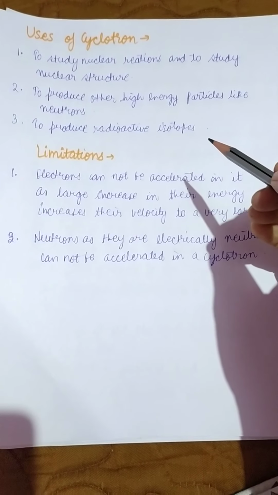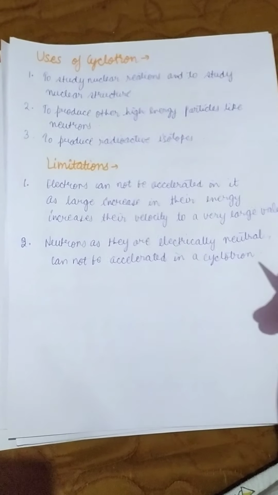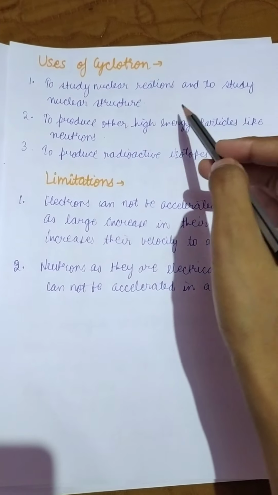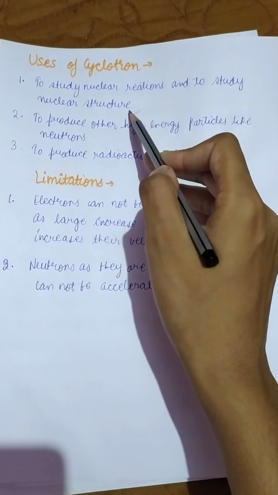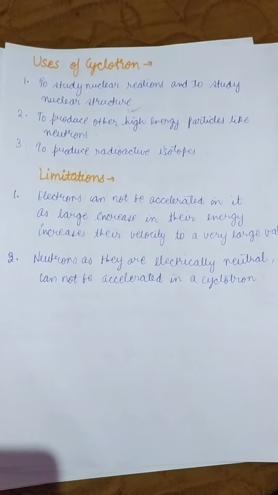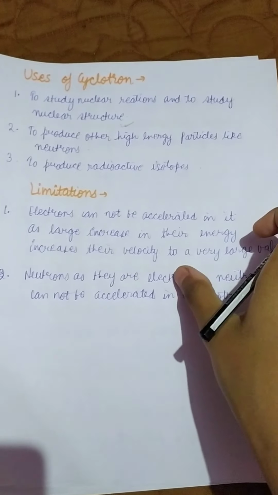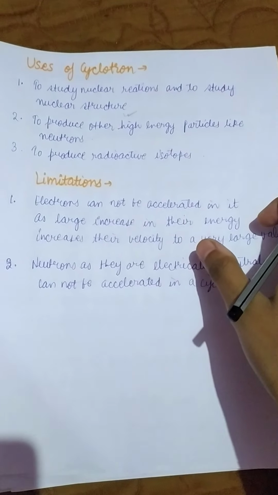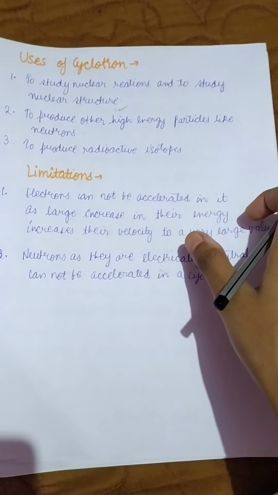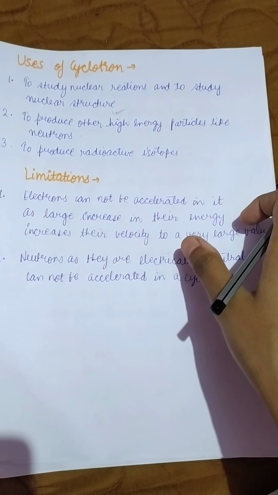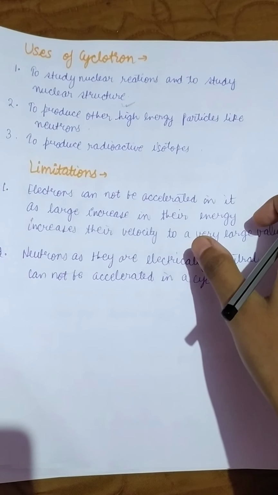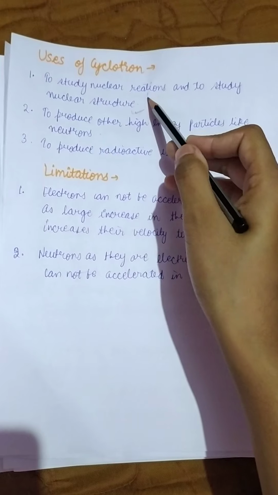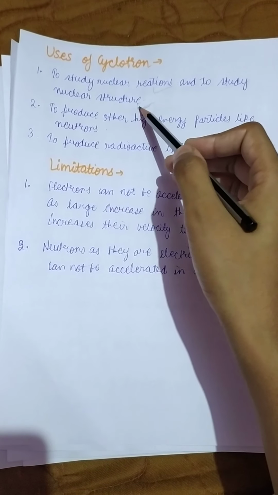Now let us discuss the uses of the cyclotron. Firstly, the cyclotron is used to study nuclear reactions and the nuclear structure. How? The high energy particles produced by the cyclotron can be used to bombard the nuclei, and after bombarding the nuclei, we can study the nuclear reactions. Therefore the cyclotron is used to study nuclear reactions and also the nuclear structure.